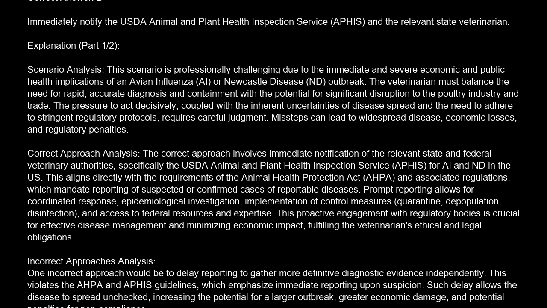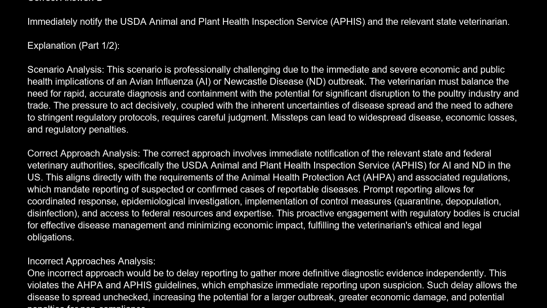The veterinarian must balance the need for rapid, accurate diagnosis and containment with the potential for significant disruption to the poultry industry and trade. The pressure to act decisively, coupled with the inherent uncertainties of disease spread and the need to adhere to stringent regulatory protocols, requires careful judgment. Missteps can lead to widespread disease, economic losses, and regulatory penalties.